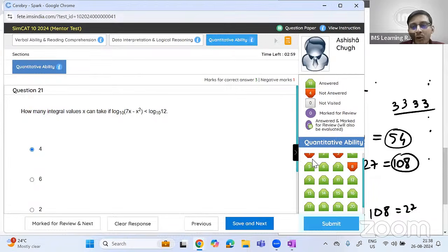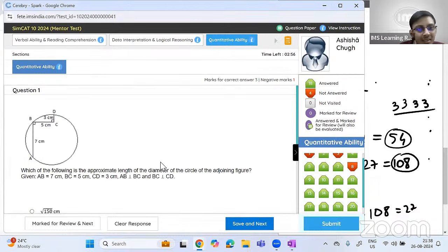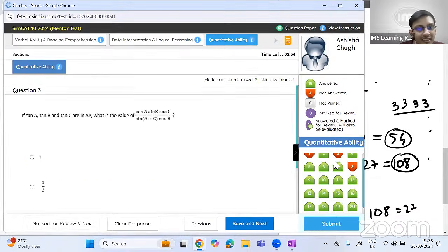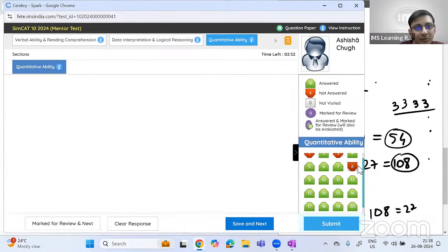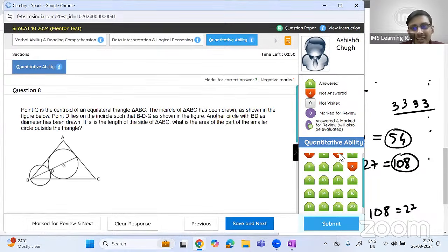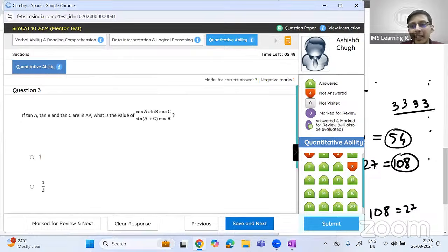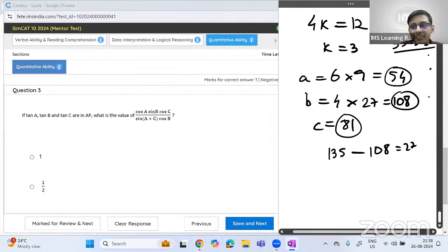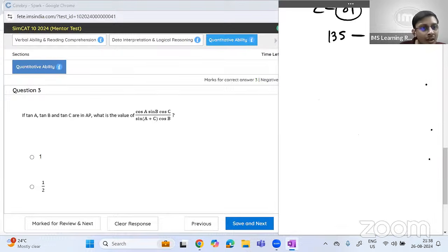Okay, I think I have time for one more question. Now, this one I don't want to start with construction. This still seems to be fine. No, I think geometry ones seem a bit lengthy, so I think I'll make this the last question, if I can solve it. Okay, tan A, tan B, and tan C are in AP.